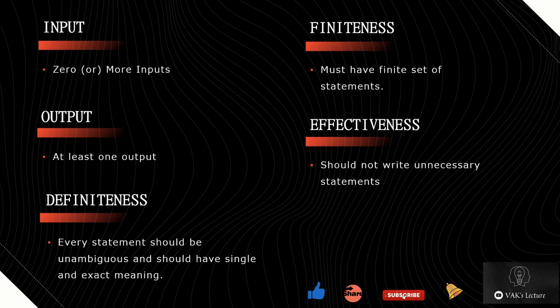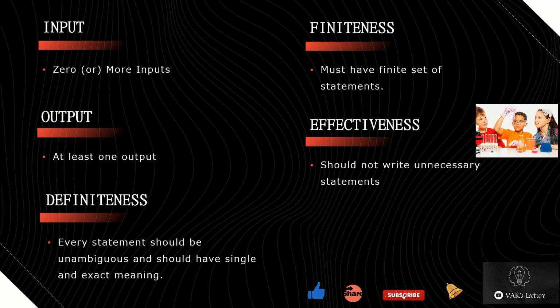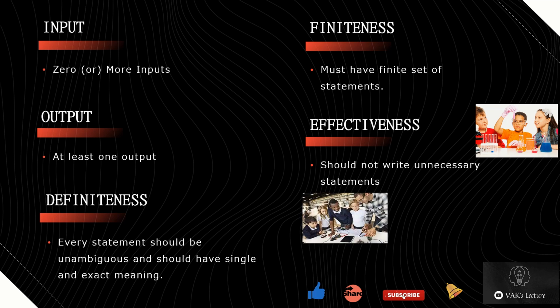Effectiveness. You should not write unnecessary statements in the algorithm. Whatever statement you write, the objective is that it should do something. So an algorithm is a procedure. And we have many procedures. Like a chemistry experiment done by the students in the laboratory is a procedure. And a physics experiment done by the students in the laboratory is also a procedure. Or if you take preparing a dish, cooking a recipe is also a procedure.